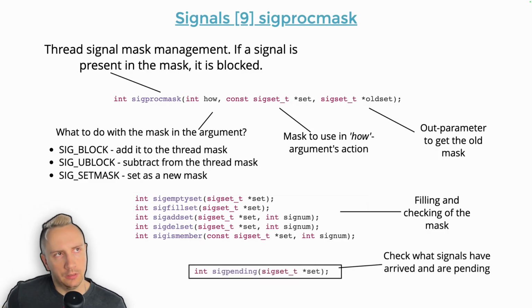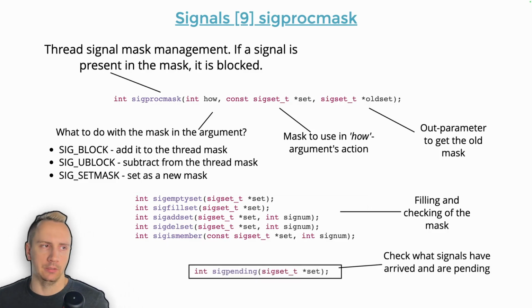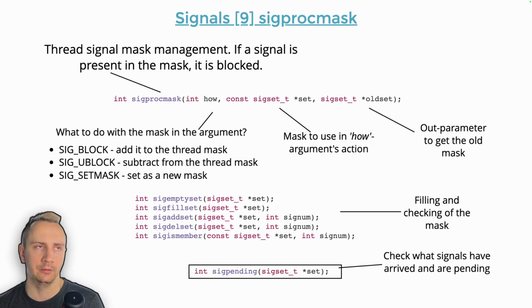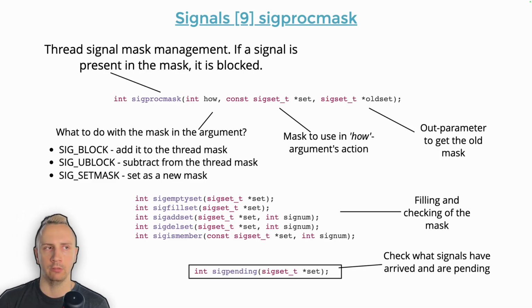And another system call is sigpending. It's just a getter which will return you, as an output parameter, which signals have already arrived and are pending for processing. So they are blocked in your current thread, but they are already waiting to get unblocked. And as soon as you unblock them, they will be handled.